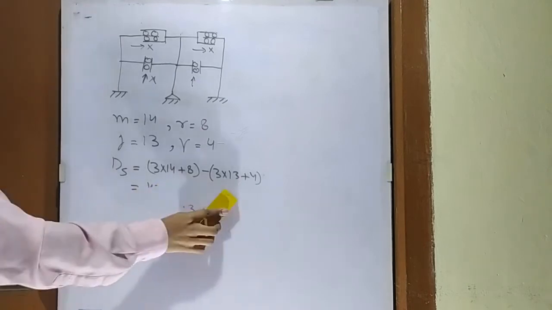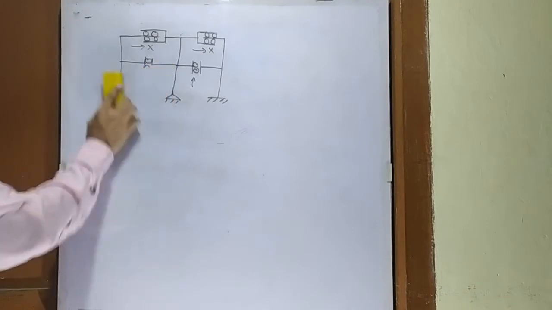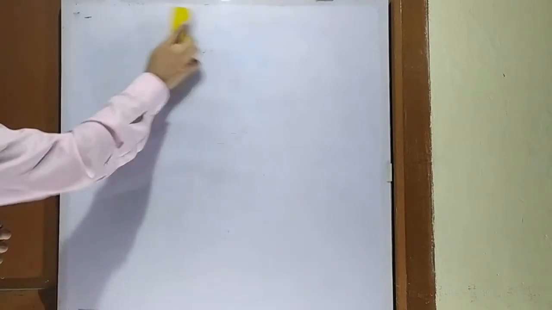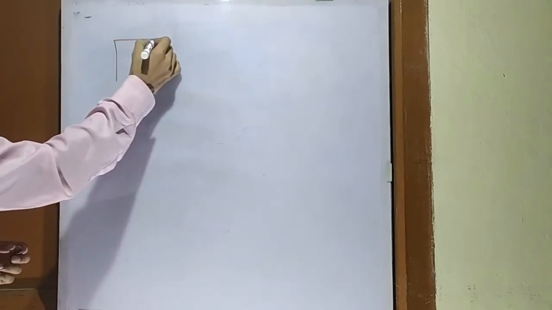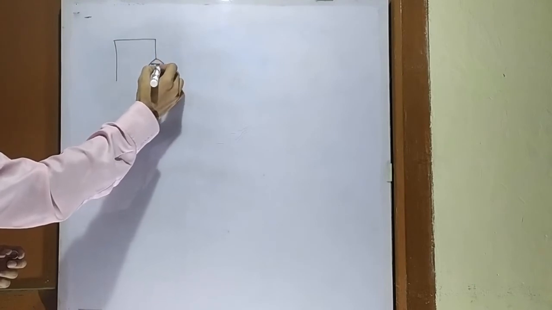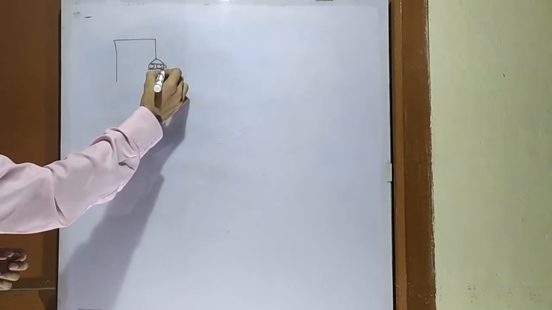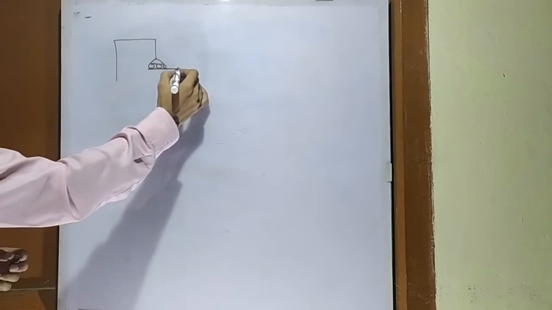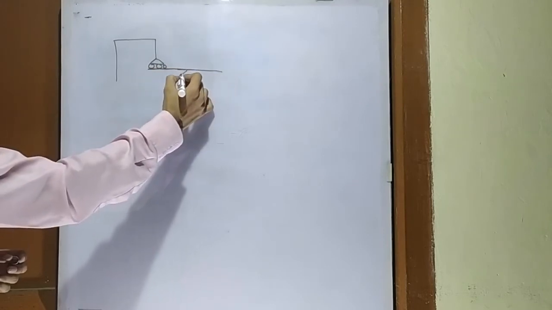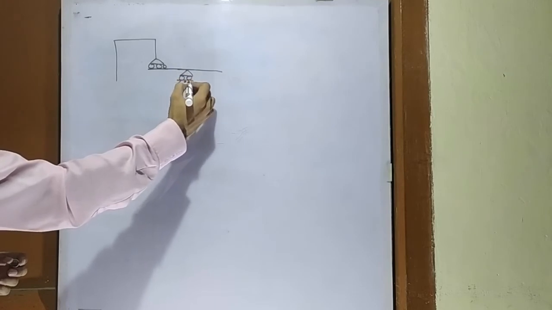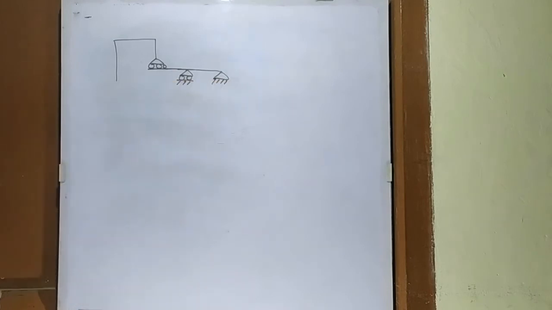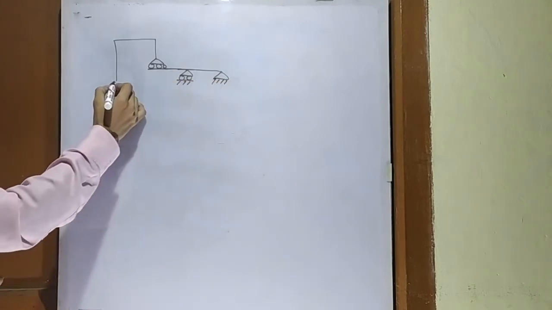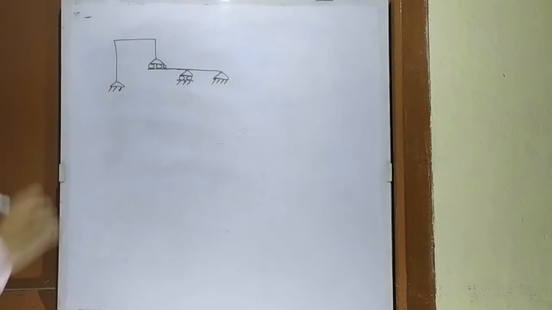Now we will take another example of a structure having a roller in the middle of the structure. Let us draw the figure. There is a roller, and this is a member, this is another member going like this, and here there is another roller, and at this point there is a pin support, and this end is also pin supported.